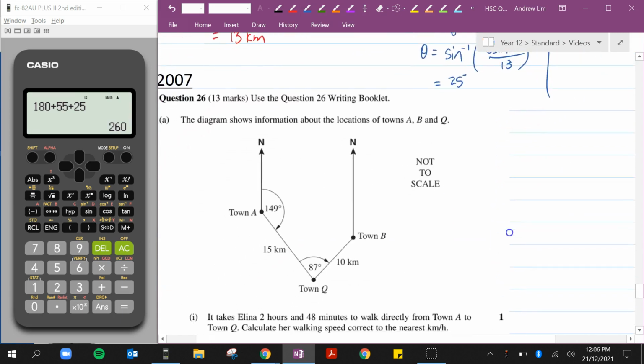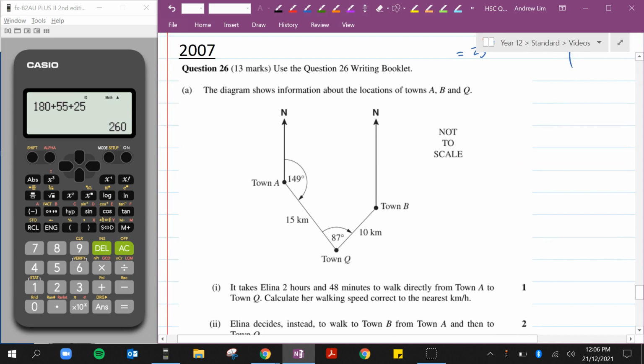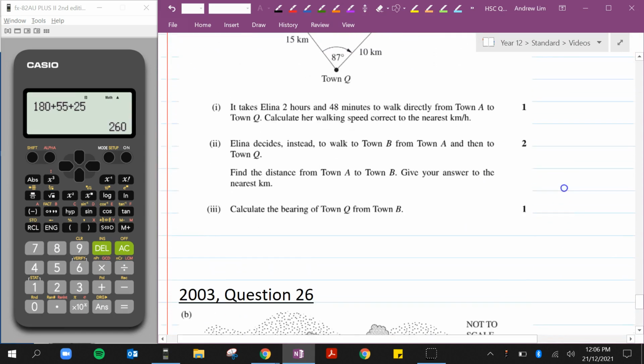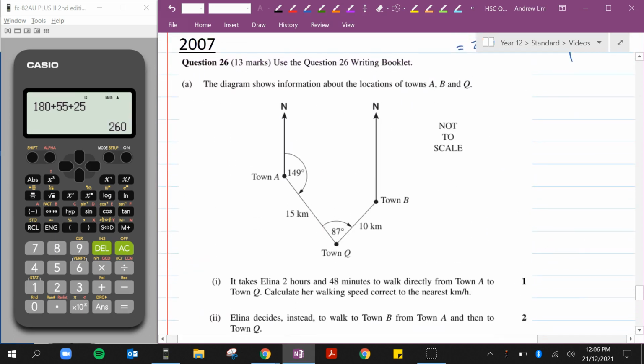Alright. Question 26 of the 2007 paper. 2 more questions. The diagram shows information about the locations of towns A, B, and Q. It takes Alina 2 hours and 48 minutes to walk directly from town A to town Q. Calculate her walking speed correct to the nearest kilometer per hour from town A to town Q.